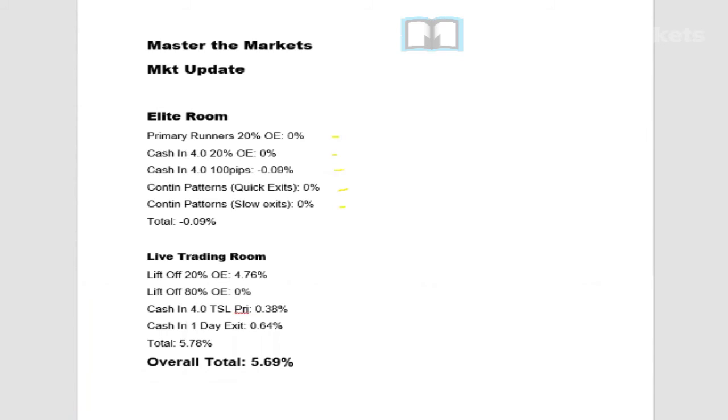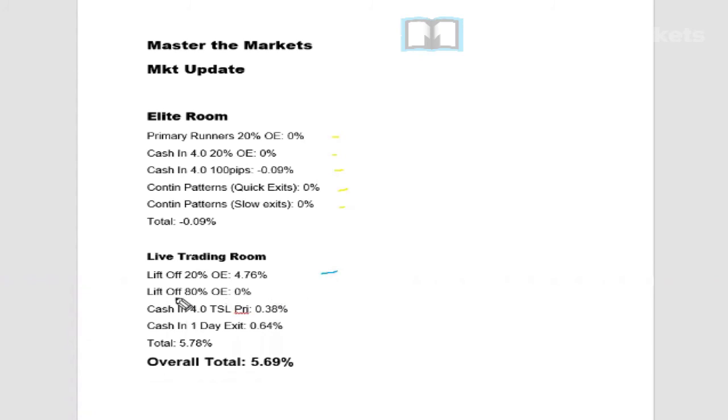However, the live trading room this week had some good results. We had some lift-off trades running for a few weeks there. And so the results of those both closing out last week was 4.76% overall. So it's one small profit and a larger profit of around 4% there.